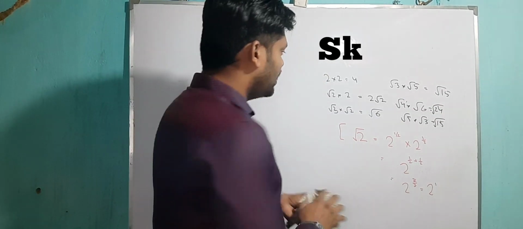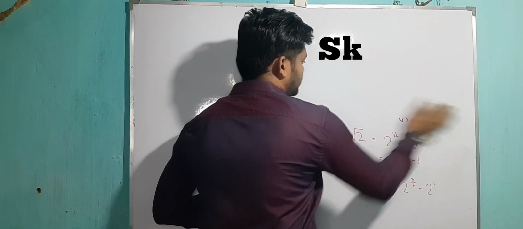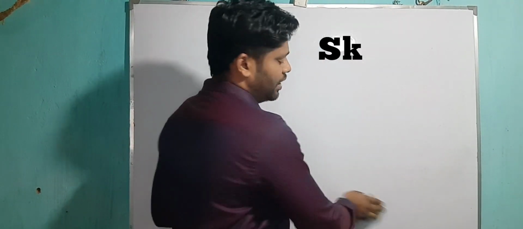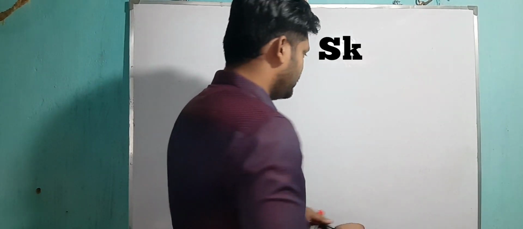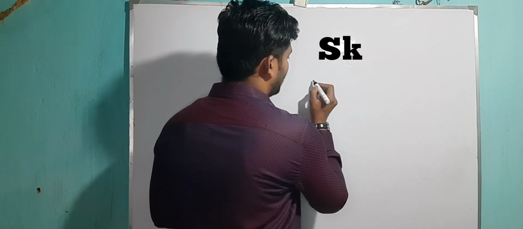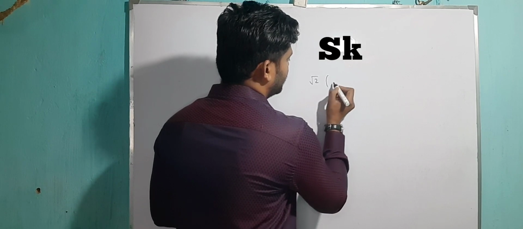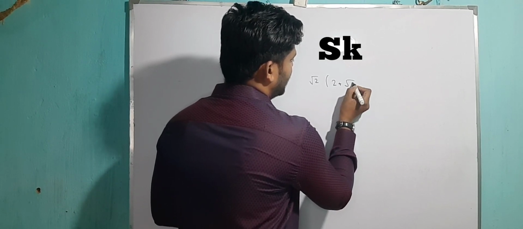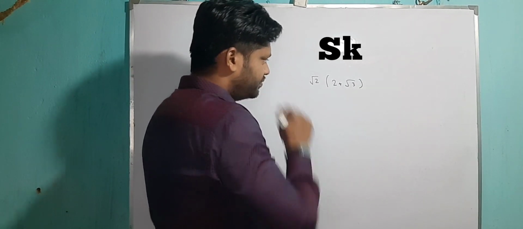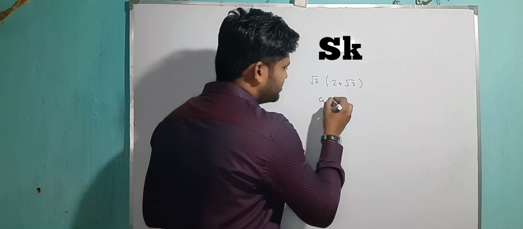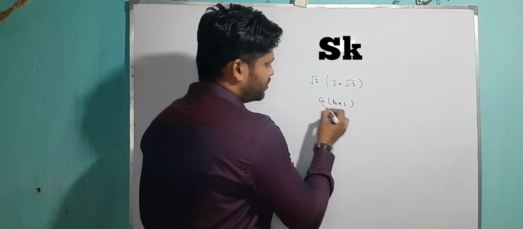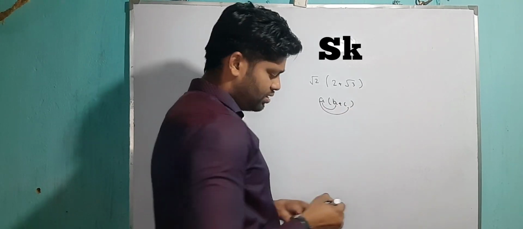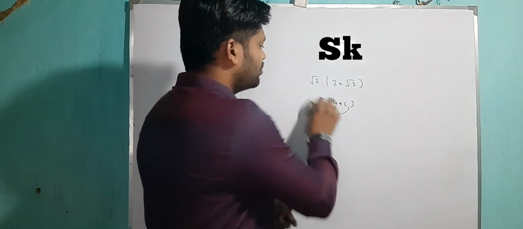Okay, now something else. All these things you will nicely understand and you will come. If you are having any doubt, you can ask me. Okay, now for example, if you are having root 2 times, here 2 plus root 3 is there, like this. Just like you see a times the bracket a plus b plus c, you multiply a with each term, like this only. So here also the same thing.